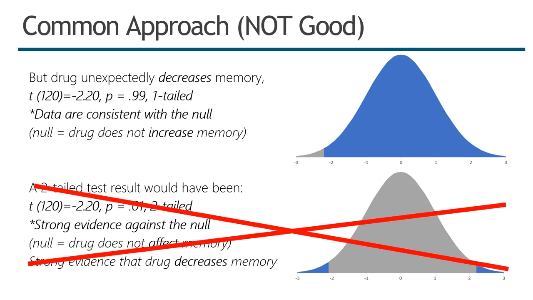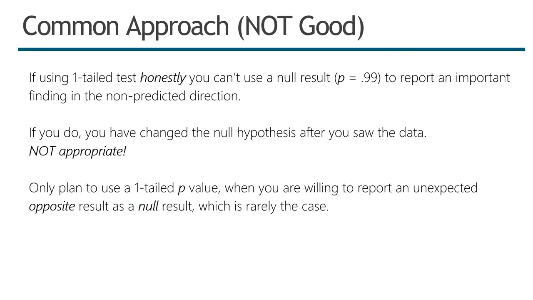If the original null hypothesis was one-tailed, that the drug does not increase memory, it is not appropriate for a researcher to then use a p-value of 0.99 to argue that the drug actually decreases memory. You're limited to the null hypothesis that you started with. If you're going to use a one-tailed test honestly, you can't use a null result, like a p equals 0.99, to report an important finding.